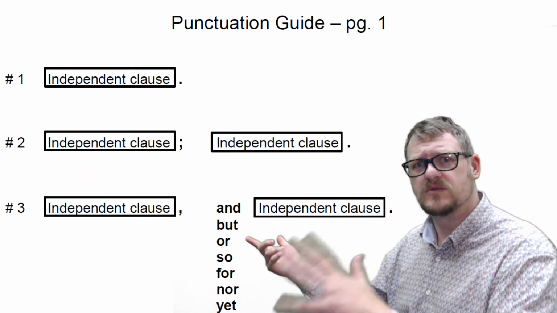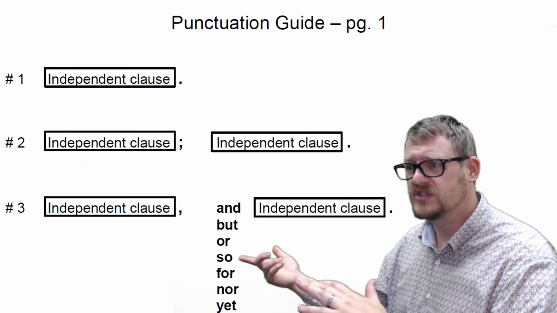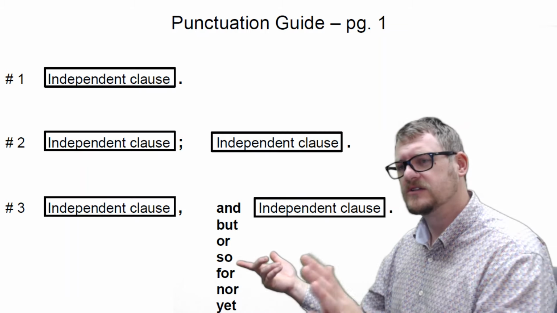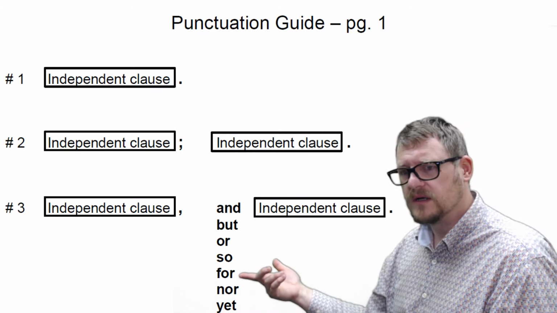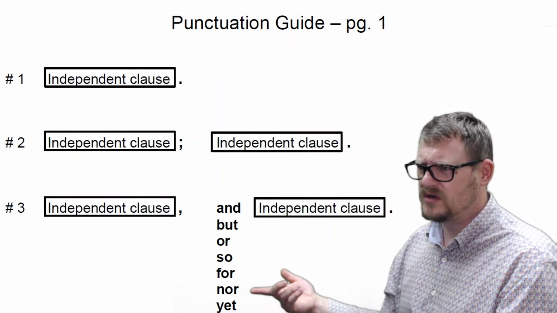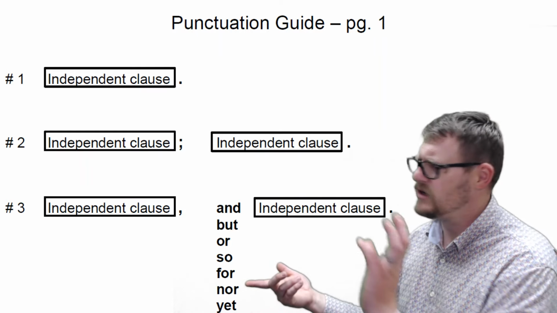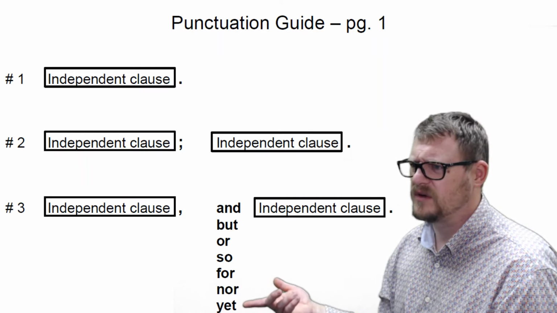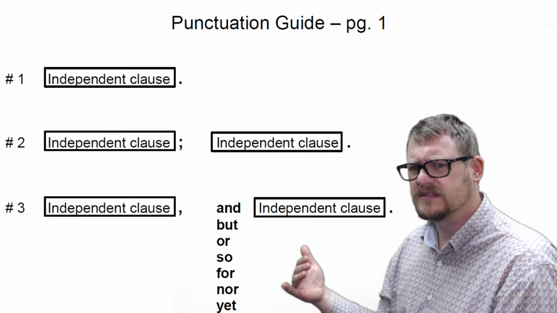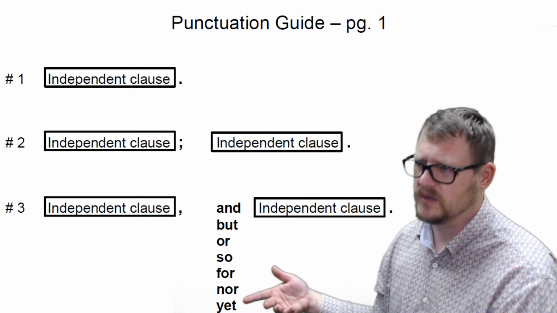Or is really options or choices. It's not going to be both together, it's going to be one or the other. So is kind of a cause and effect relationship. I did this, so this happened. For is kind of the reason it happened. This one's not used very much. Nor, the opposite of or, is neither this one nor this one. Also not used very much. And yet is similar to but, in that it's something unexpected. I felt sick, yet I still went to work.